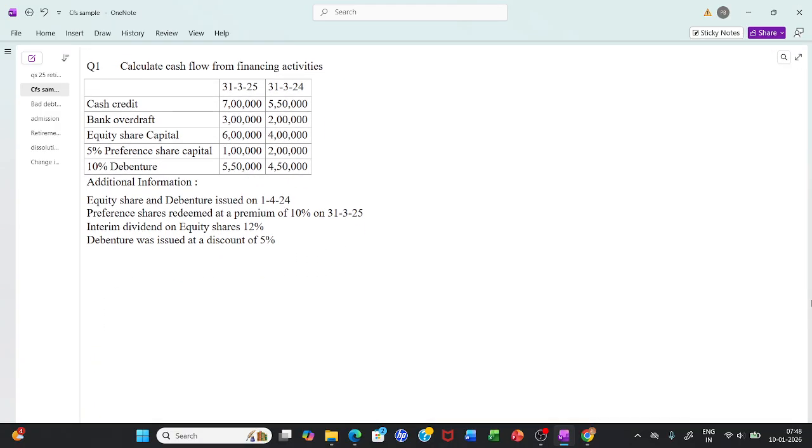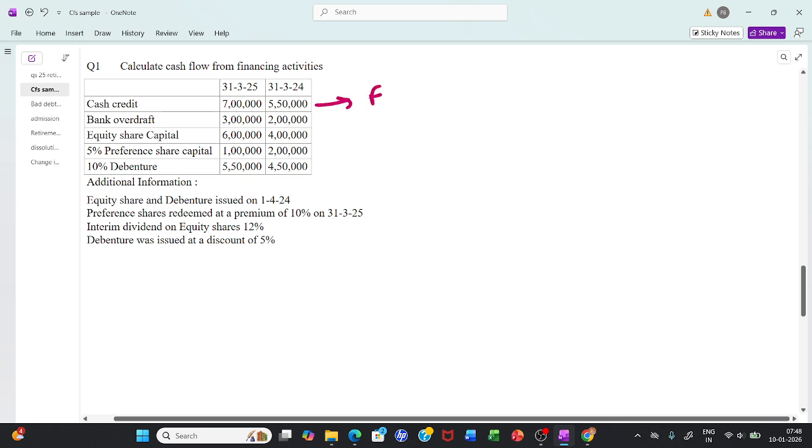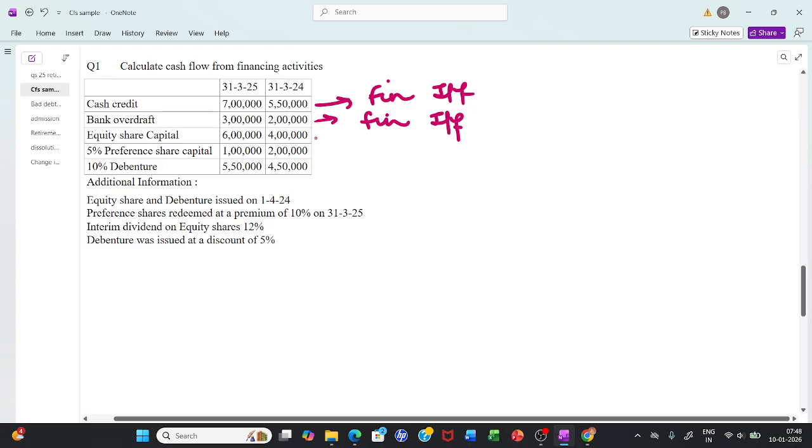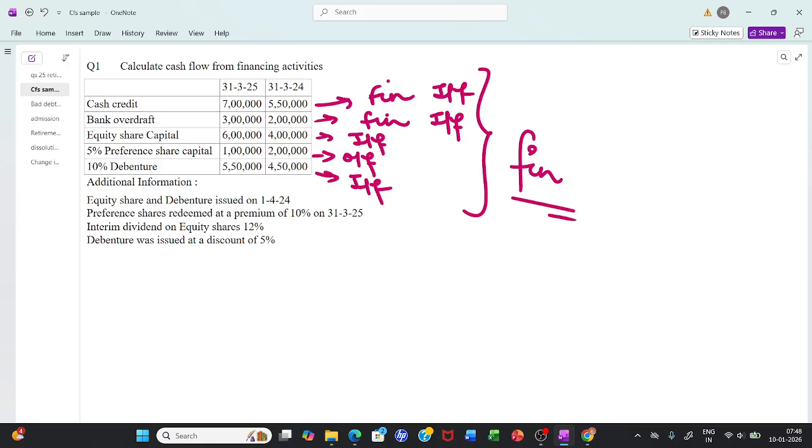Look at this question. Now cash credit, this will go to financing activity, the difference. Bank overdraft, also financing, both are inflows. Equity share, inflow. Preference share, outflow, because this is redemption. Debentures, inflow. So all these come under financing activities.